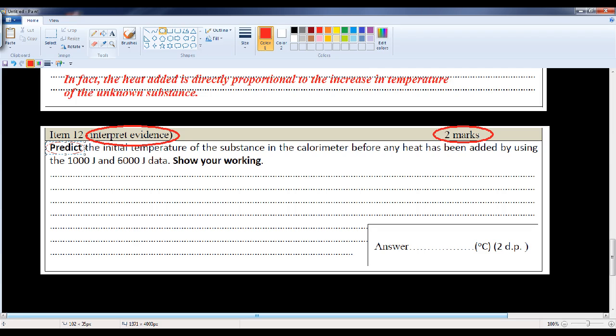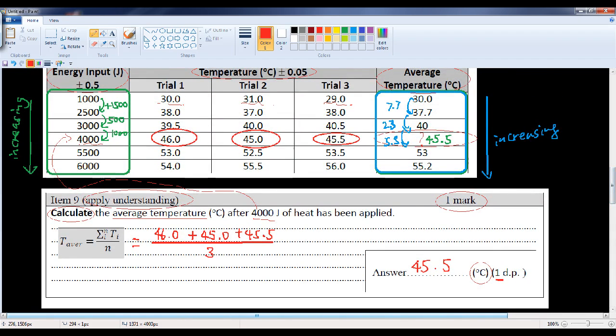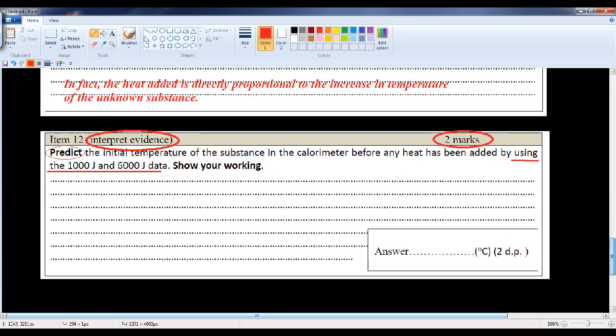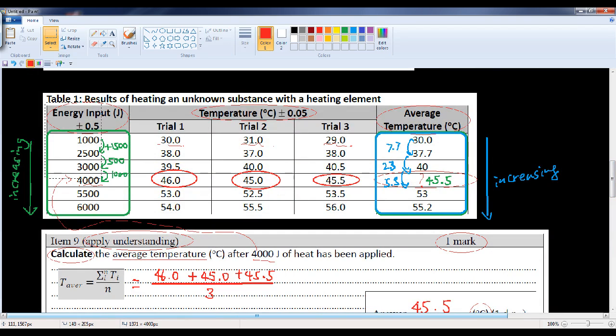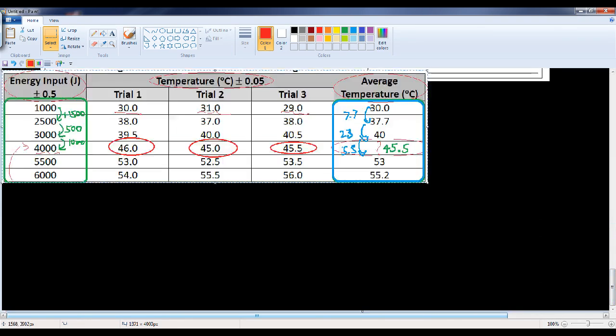Alright, and actually the question asks you to use the 1000 joule and 6000 joule data. So how can we use that? Let's see. When it's 1000, the average temperature is 30.0. When 6000, the temperature is 55.2. But how could we use this data to find the temperature of the substance before any heat is added? Okay, so what does it mean? Let me give you some idea. Let me copy this table, and let's remove the table here for a better understanding.